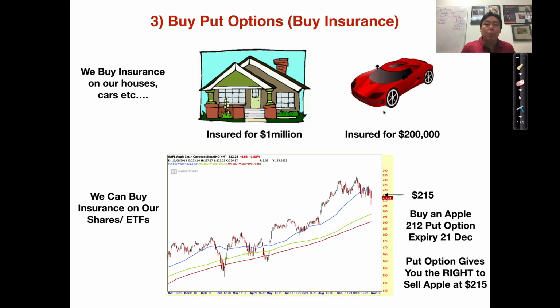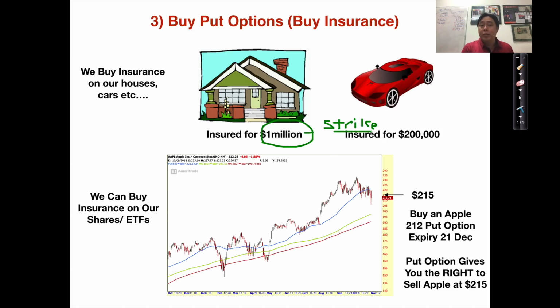Make sense? Same thing. You buy car insurance for $200,000 that basically insures the value of your car. So if your car gets stolen, it crashes, it's destroyed, the insurance company will pay you $200,000. But do you know that we can buy insurance on the stocks that we own? That's right. It's called put options. So first, a bit of terminology. Okay, so if you buy $1 million insurance on your house, okay, in the stock market terminology, we call this the strike price. The strike price, S-T-R-I-K-E, strike price. All right, just remember that word.